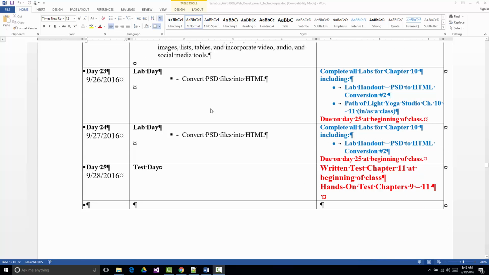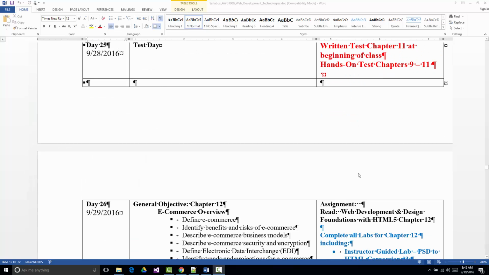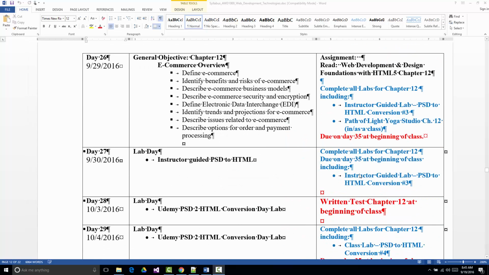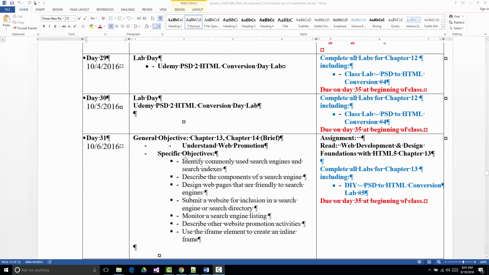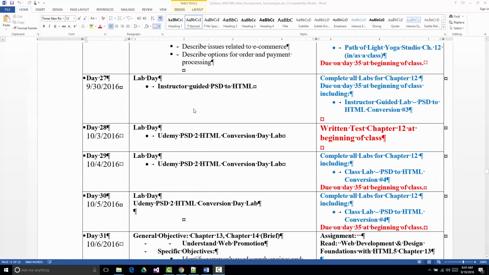Please notice that next week you've also got a lab on Monday, you've got a lab on Tuesday. All right, and then there's, hopefully you consider this to be good news, I believe this is the last hands-on test for the first half of the class. All right, so that'll be the 28th. Then we go into Chapter 12, which we'll go over fairly quickly. And then notice you've got lab day, lab day, lab day, lab day, etc. So there's quite a bit of lab in there.